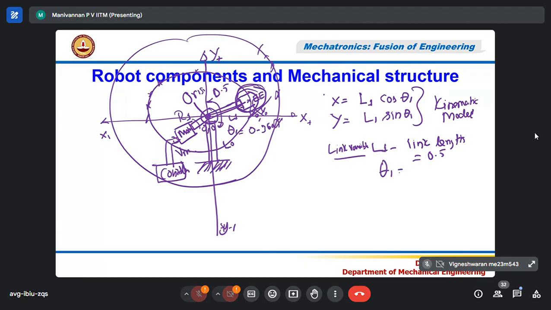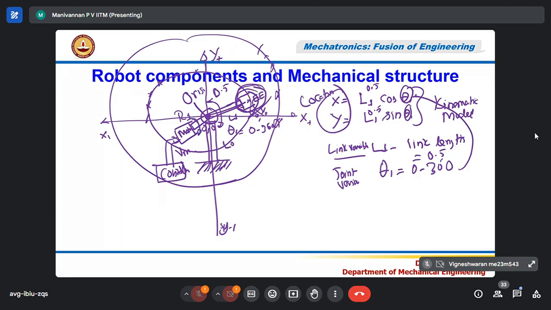Then I am varying theta, which is called the joint variable. If I vary the joint variable from 0 to 360, correct, and I substitute that value, L1 here will always be 0.5. Theta alone will vary, so that I can find out the position of the end effector in two-dimensional space, x and y, correct? That is the location of the end effector, the x and y location or current location. That depends upon the theta value. Correct? By the way, how do I vary theta? By making the motor rotate.